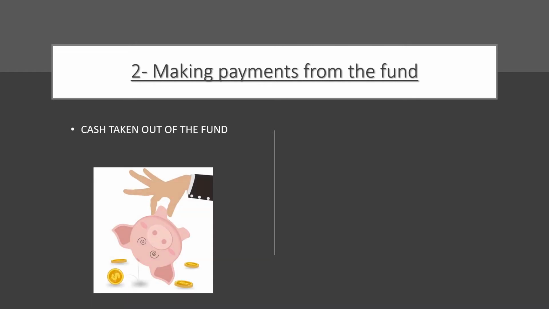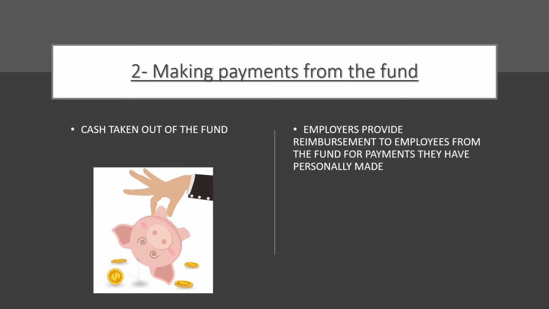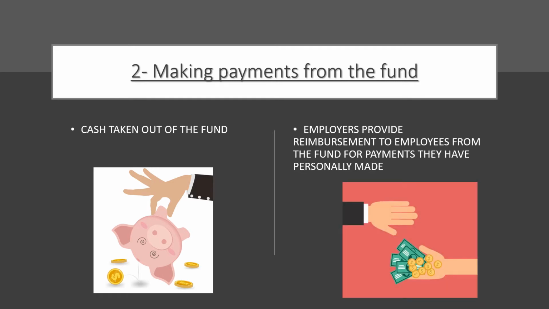The second activity involves making payments from the fund. Cash is now established within the fund and can be used to pay for qualifying expenditures. Payments are usually done in one of two ways. Firstly, cash is taken directly out of the fund to pay for minor expenses, or secondly, employees are reimbursed from the fund for payments that they have personally made. Since payments are made out of the petty cash fund, no journal entries are required.